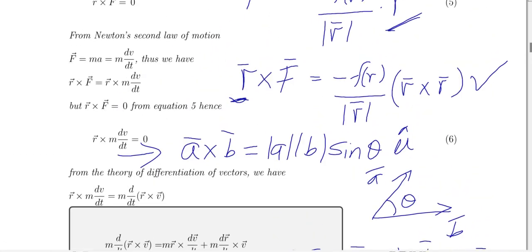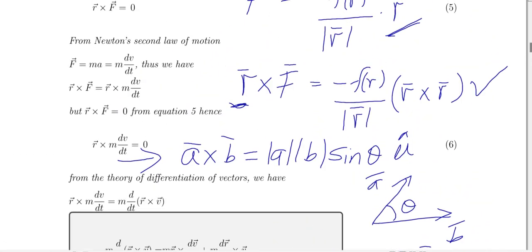So when this is substituted, we have that r cross f is 0, and then we have determined that f is given by m dv/dt, so we substitute. So we get r cross m dv/dt is equal to 0.